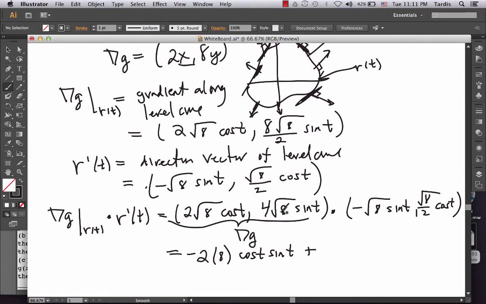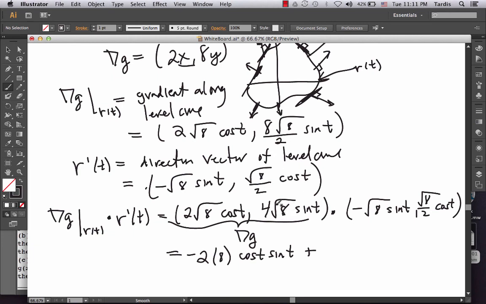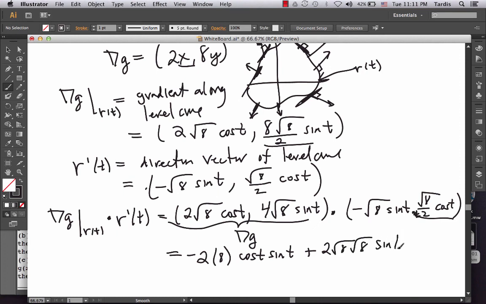Let's see, what am I looking at here? The gradient, 4 square root of 8. Yes, this is not a 12, that's a 2. Right, r prime, yes, it's square root of 8 over 2. So when I take the gradient dotted with this, I get 4 times square root of 8 times square root of 8 over 2, which is 2 square root of 8 times square root of 8, and then a sine of t cosine of t.